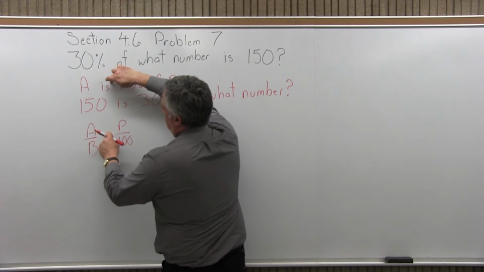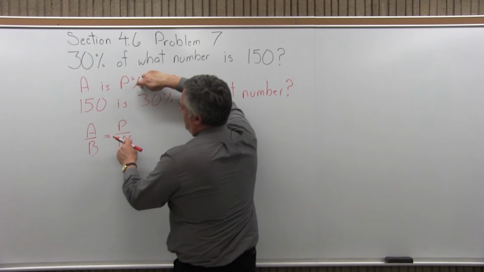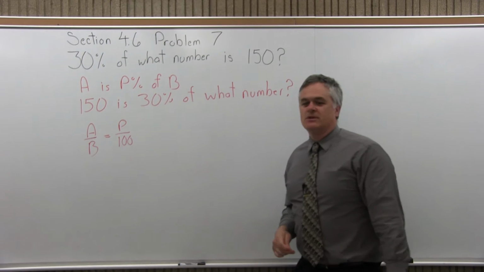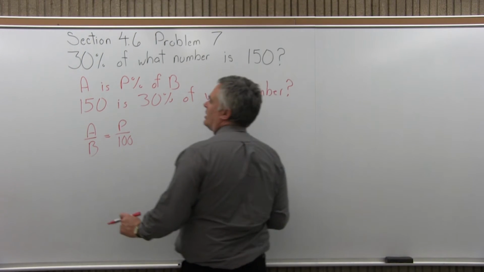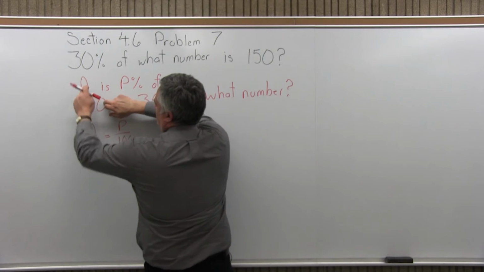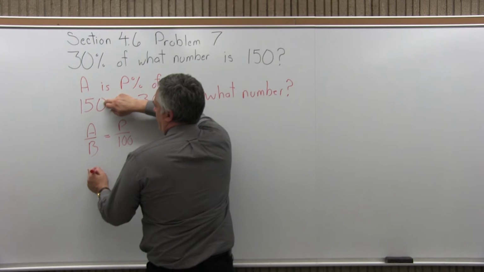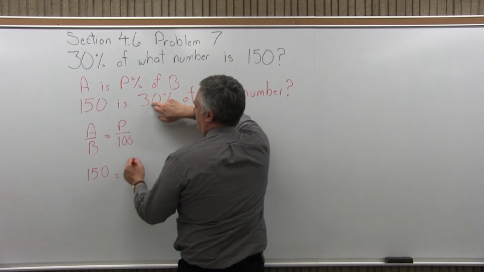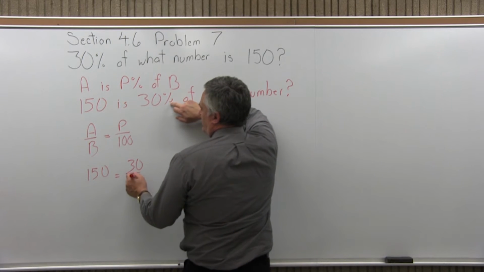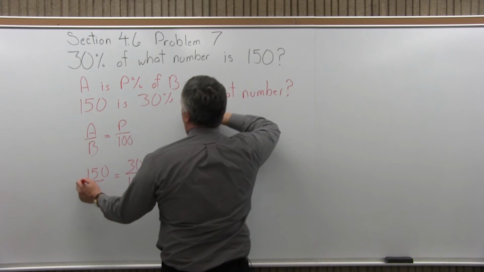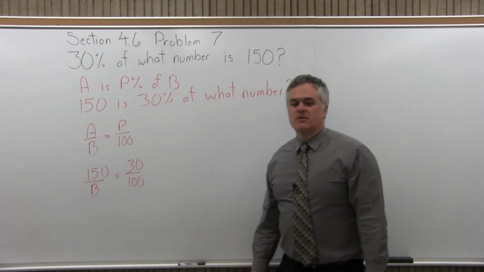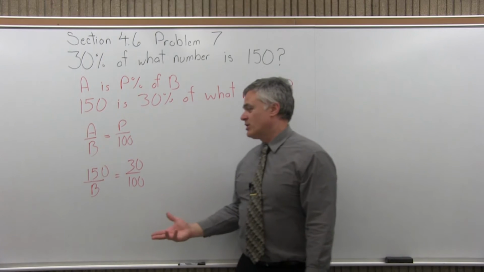A is P% of B. Like that, you just go right around. And then you solve, and you should have only one unknown. So the A is the 150, equals 30%, which is 30 over 100, of, so you come back under the 150, what number? That's the unknown. So we make it a B. So now we have an equation with one unknown.